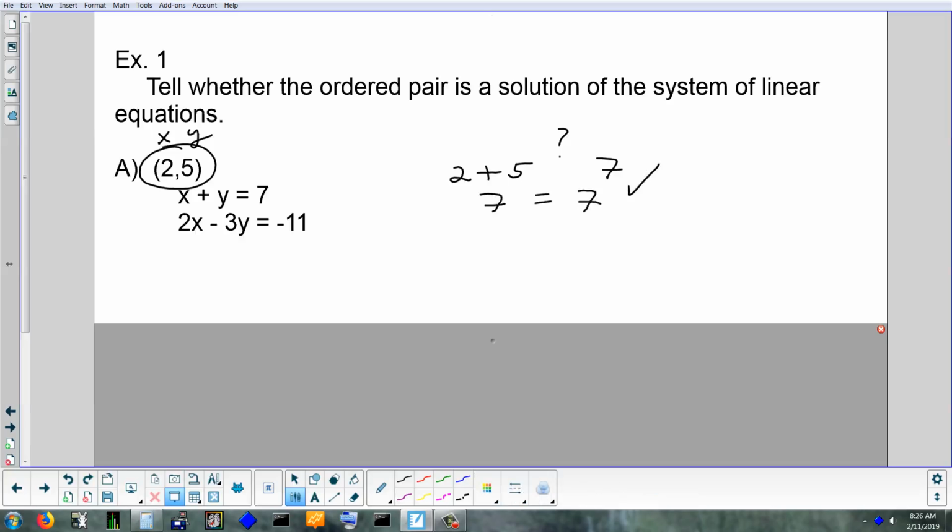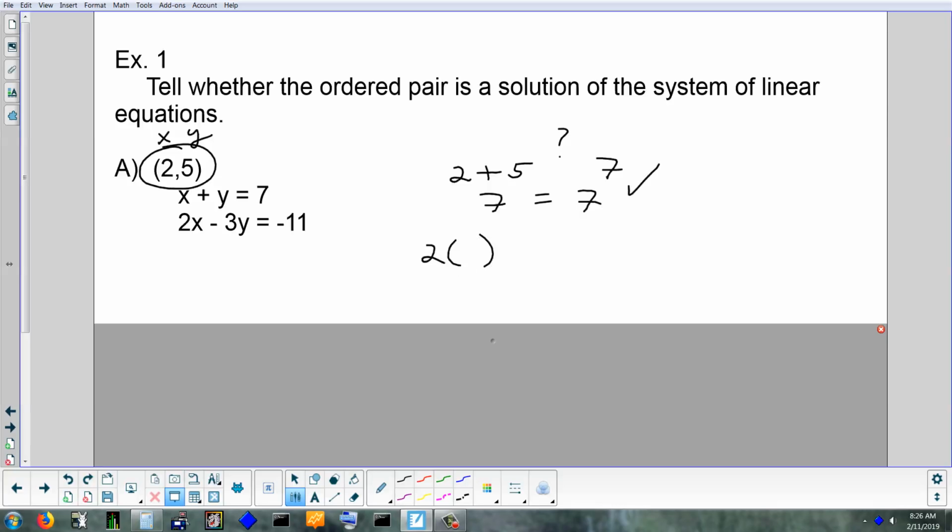So am I done? Oh, no, you have to do the bottom. I know it works in the top one, but I've got to keep going. It's got to work in both. Now, what if it didn't work in the top one? Do I need to check the bottom one? No, why not? Because it's both. Right, it's got to work in both. So if it doesn't work in the top one, you might as well stop, because even if it works in the bottom one, it doesn't matter. It didn't work in the top. Right, let's check the bottom.